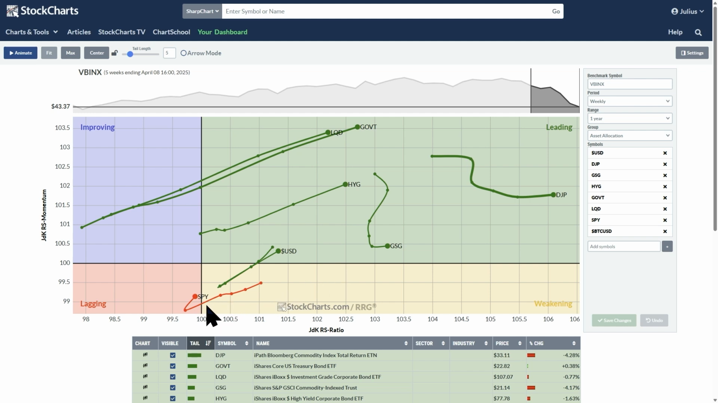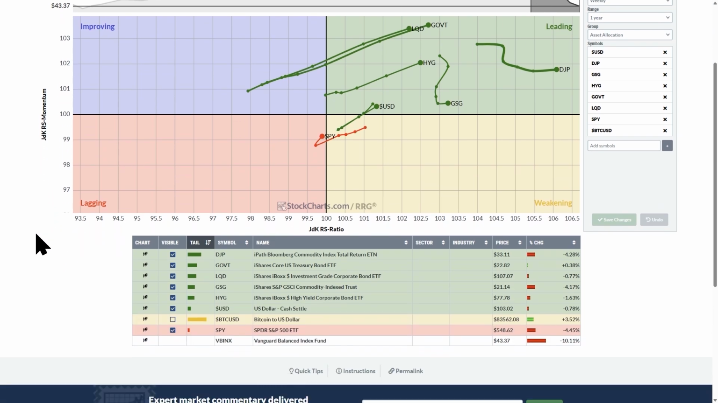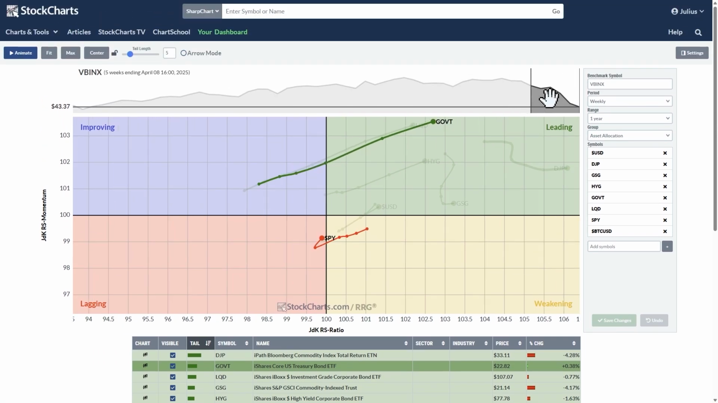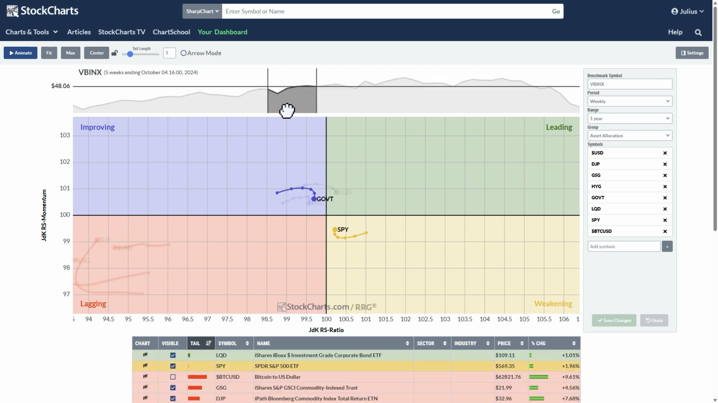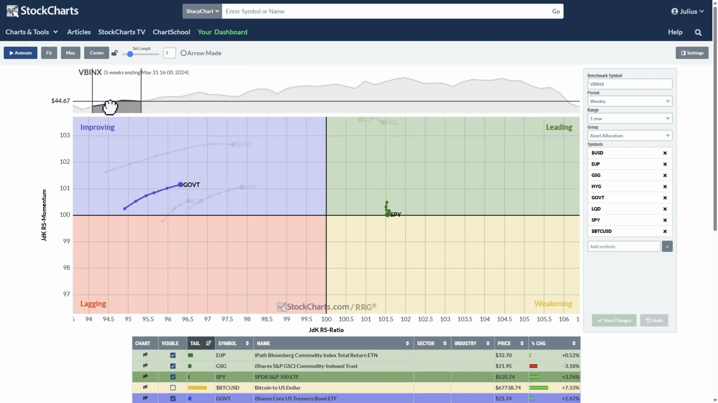What you will see here is that SPY was on its way, so the stock market was on its way to the lagging quadrant, and government bonds were moving the other way. So this moving in the same direction is very unusual. Let me center the chart for you and show you that they are mostly moving in opposite directions. And I can do that by highlighting SPY and highlighting Gov. Those are stocks and bonds in general. And if I now move through history, you will see exactly what I mean. You can see that those two usually move opposite of each other.